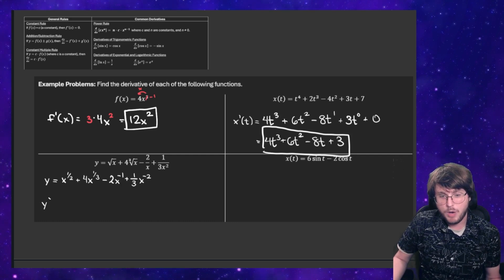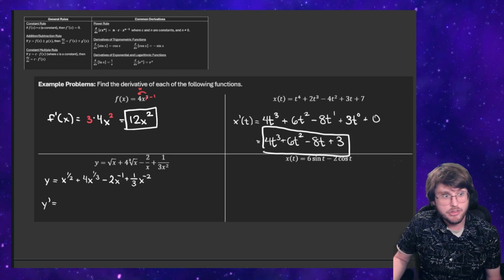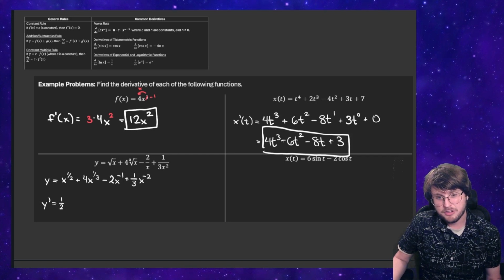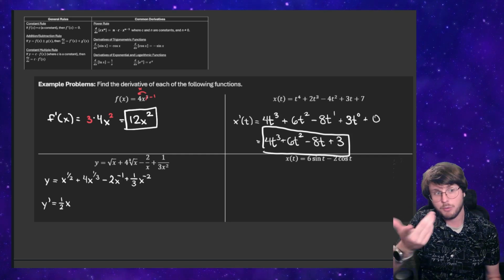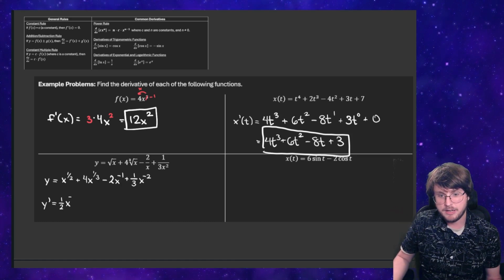So now that we have everything in this format, we can go ahead and take the derivative. So I'm just going to say y prime is equal to, we're going to take down this 1/2 and then subtract 1/2 from 1. So that will be 1/2 times x to the power of 1/2 minus 1 is 1/2 minus 2 over 2. That will be -1/2.